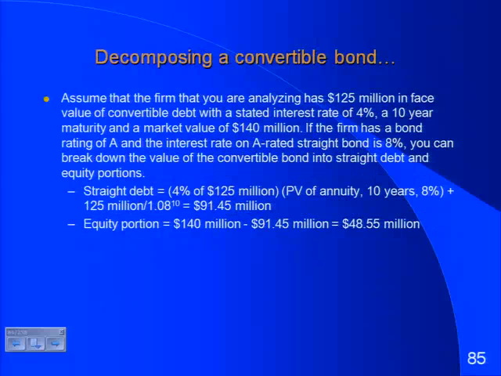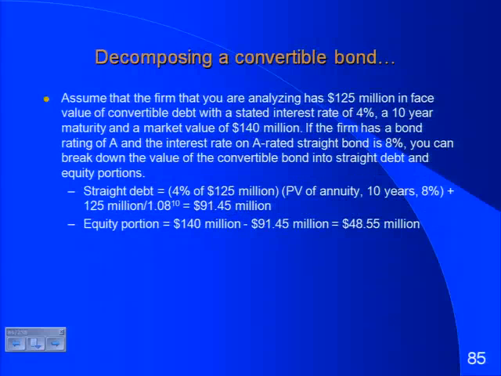So here's what I'm going to do with a convertible bond, and I'll come back to the preferred stock. I'm going to act like it's a straight bond. Hey, let me take an example. Let's assume you have $125 million of convertible debt, face value, with a stated interest rate of 4%. The interest rate is low because it's a convertible bond. Okay? Let's assume the market value of the bond is $140 million and it is 10 years to maturity. Let's also assume that if this company issued straight debt, it would have to pay 8% on that debt based on its rating.